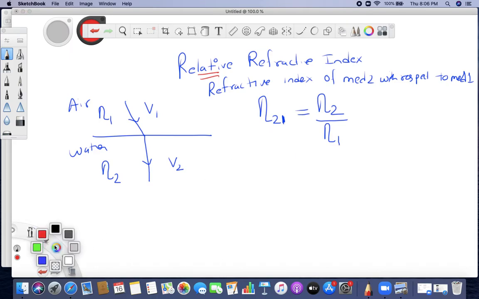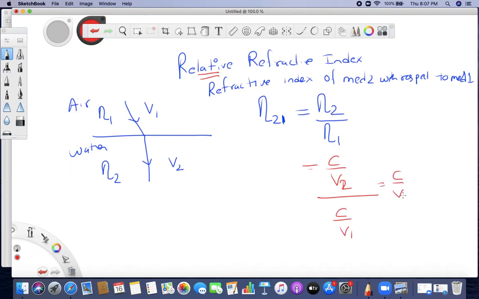Now as you know, this refractive index depends on what? n2 is c upon v2, and n1 is c upon v1. So it is c upon v2 and you can invert the other, so it is v1 upon c, and c gets cancelled. So what do you get? v1 upon v2. So n21 is equal to n2 upon n1, which is equal to v1 upon v2. So basically this is what you call a relative refractive index.